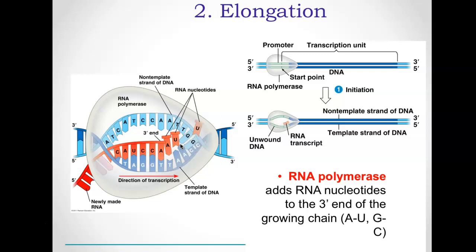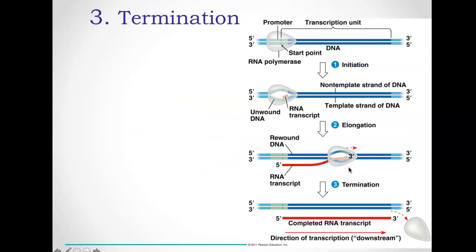I love transcription because there's only one enzyme. Remember with DNA replication, we had that big long list: helicase, topoisomerase, ligase, DNA polymerase 1, DNA polymerase 2, primase. But what's really cool about transcription is that there's one enzyme. It's RNA polymerase. And this enzyme does everything, okay? The last step of transcription is called termination.